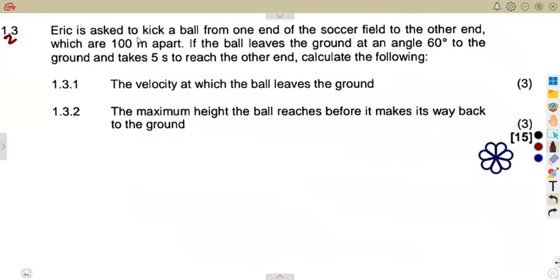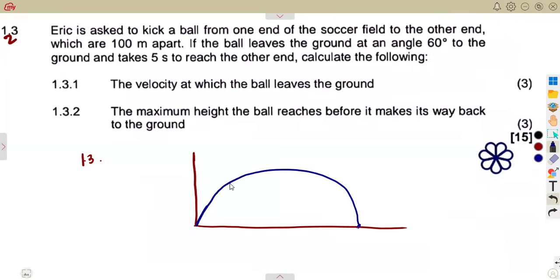So Eric is asked to kick a ball from one end of a soccer field to the other end, which is 100 meters apart. So that is our projectile there. If the ball leaves the ground at an angle of 60 degrees to the ground and takes 5 seconds to reach the other end, calculate the following. So this is the situation that we are having here. The ball is being kicked from one end to another at a certain angle of 60 degrees.